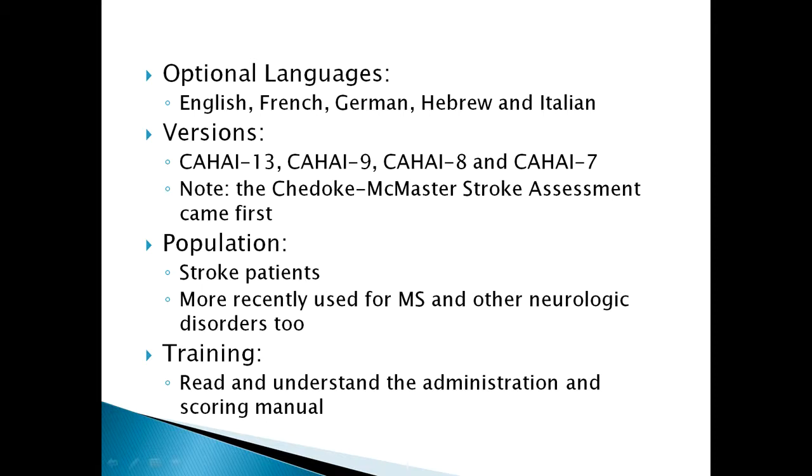For example, version 13 has items 10 through 13, which increase in difficulty, such as zippers, cleaning eyeglasses, placing a container on a table, and carrying a bag upstairs. It is important to note that the Chedoke McMaster Stroke Assessment is another version that came before the one we are discussing now. Each version of this assessment and the different languages that it's in can be found on the website CAHAI.ca.